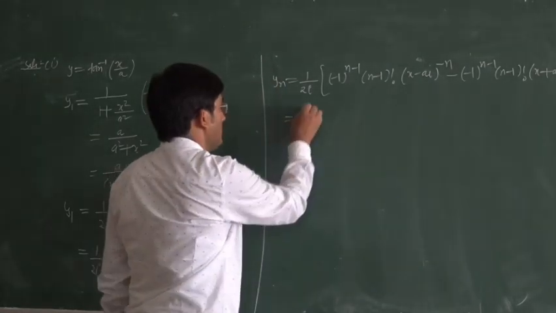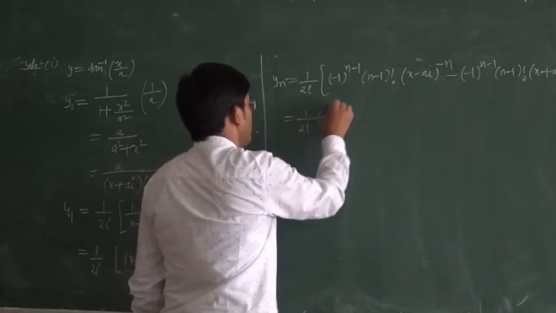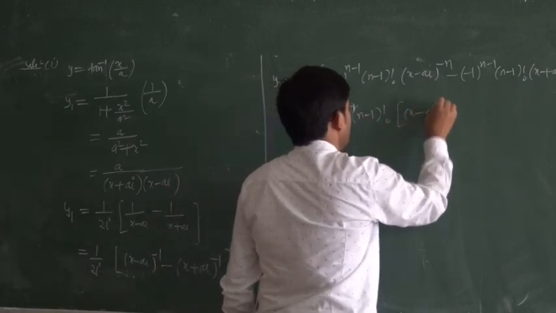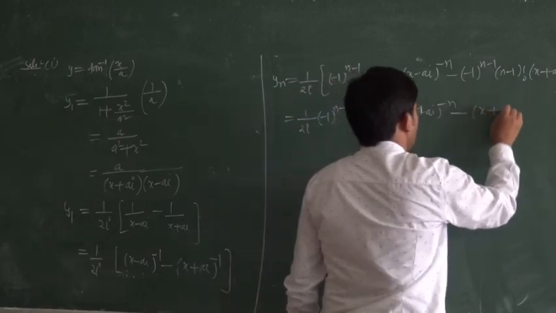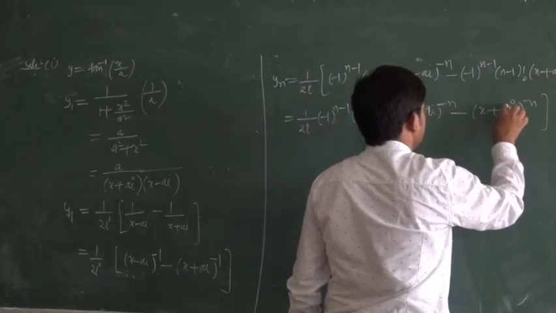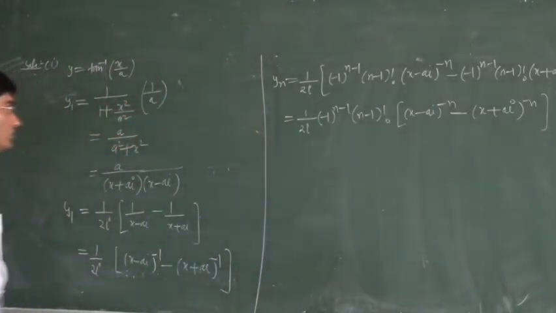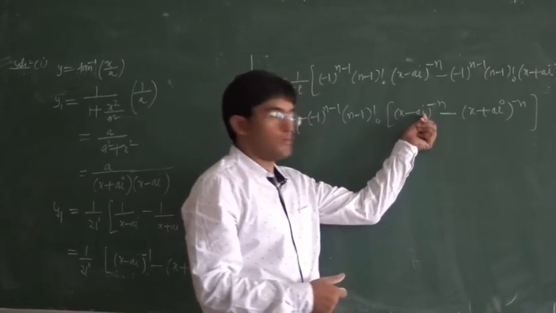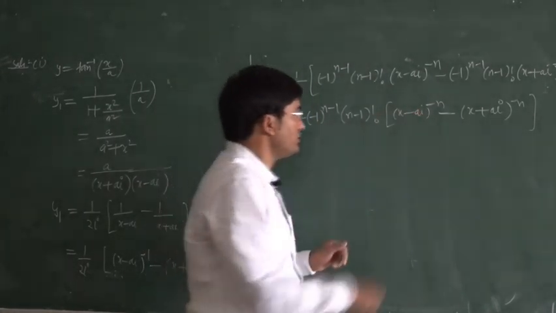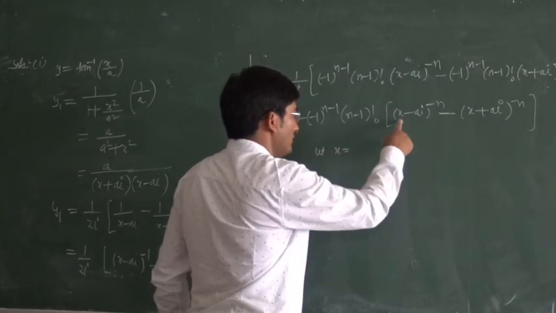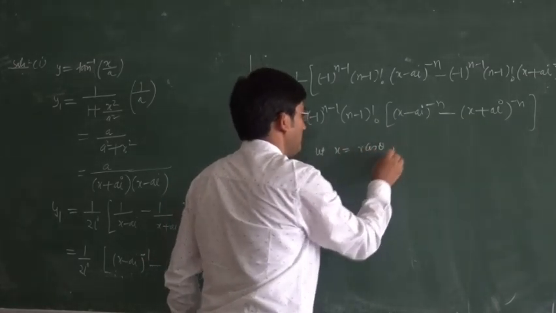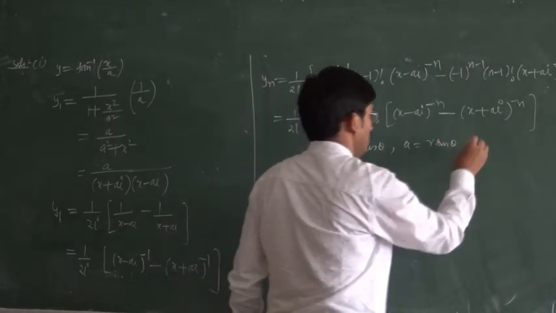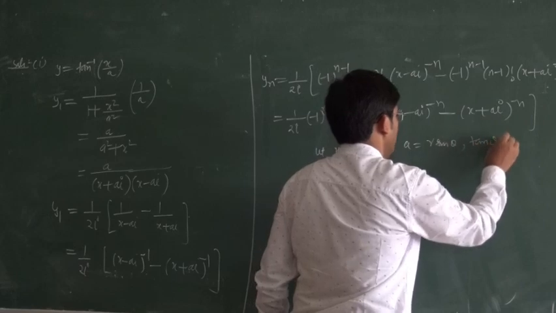So we can take minus 1 power n minus 1 and n minus 1 factorial, x minus ai to the power minus n minus x plus ai to the power minus n. So this is your nth order derivative of y. As we are getting this answer in terms of iota, let us simplify this term using De Moivre's law. Let x equal to r cos theta and a equal to r sin theta. Then your tan theta will be a upon x.